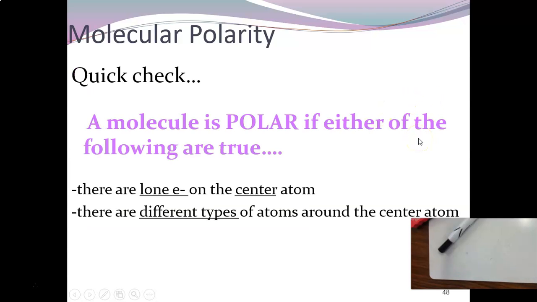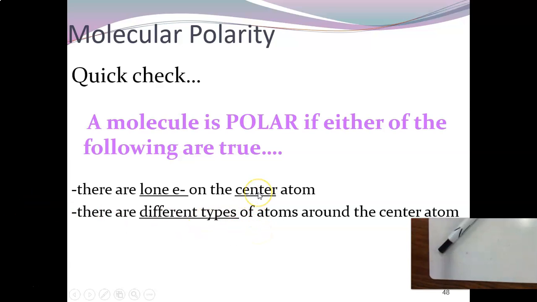When we're looking at a molecule, trying to determine if a molecule is polar or not, we have two little rules to follow. So either one of these can be true. If either one of these things is true, then the molecule is going to be polar. So if there are lone electrons on the center atom, the molecule is polar. If there are different types of atoms bonded to the center atom, then the molecule is polar.